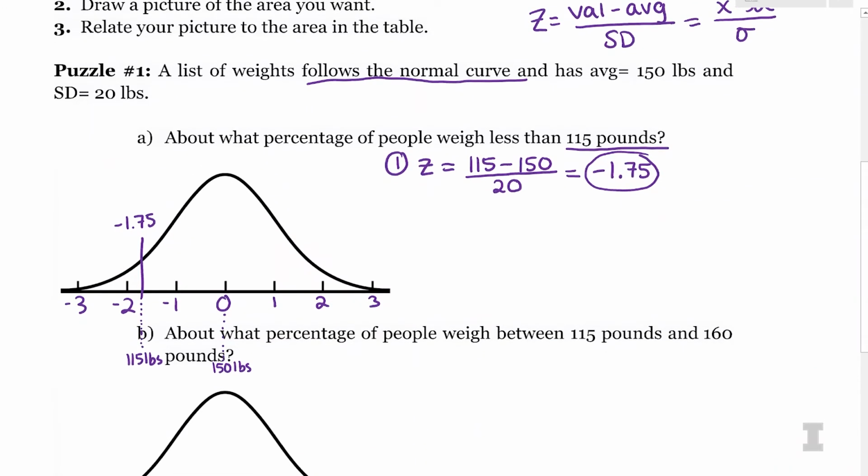Step 2 is to draw a picture of the area I want, or to shade. We want to know what percent of people weigh less than 115 pounds. So I'm going to shade everything to the left. And then my very last step is to use the normal table to calculate the area to the left of negative 1.75.